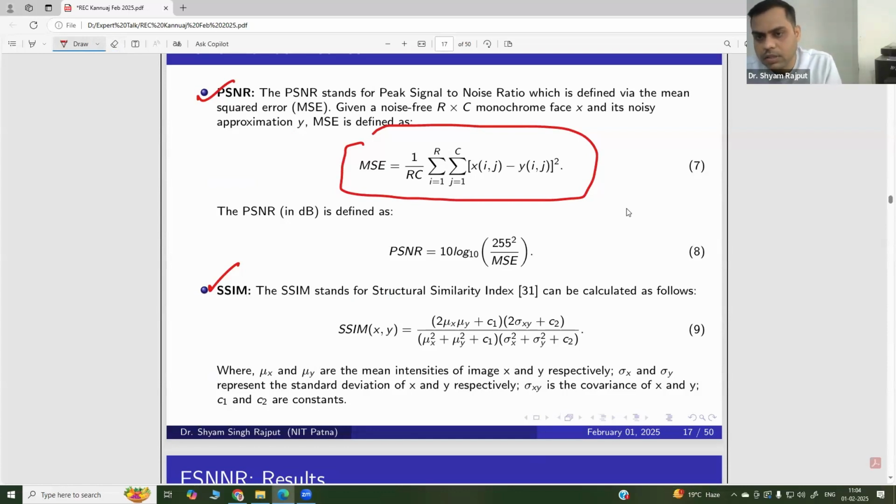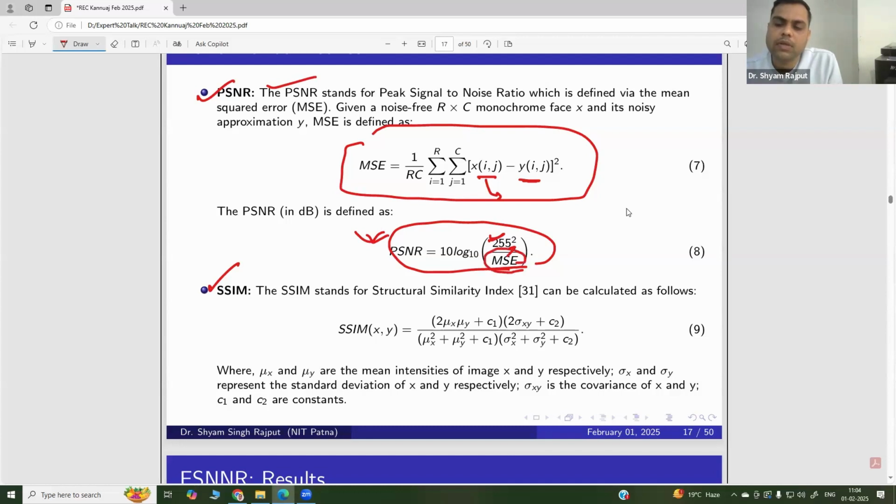We compute the mean square error between the output image generated through the model and the ground truth image. Then we use 10 log10 of 255 squared upon MSE. As its name says, peak signal: for images, the peak signal is 255. So this is the meaning of peak signal to noise ratio. The noise is detected by the mean square error, and for images the peak signal value is always 255.